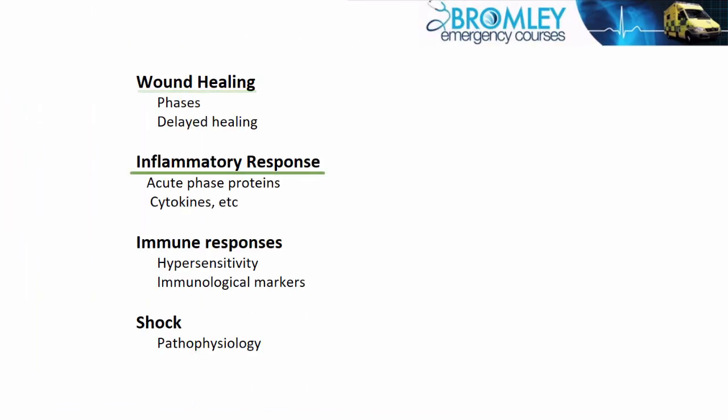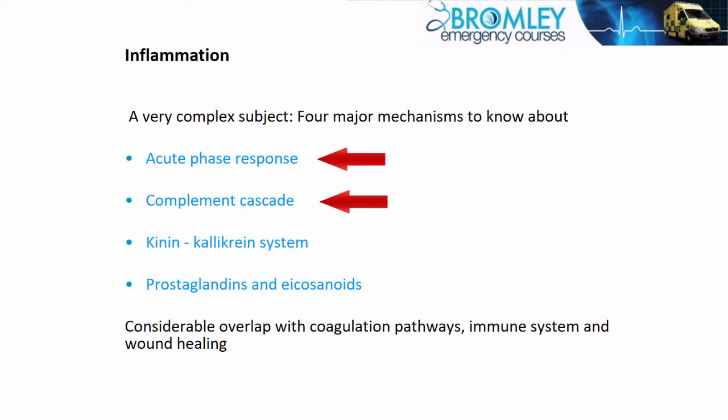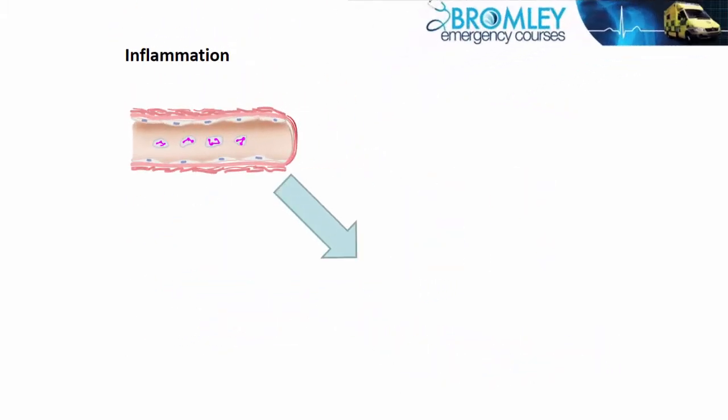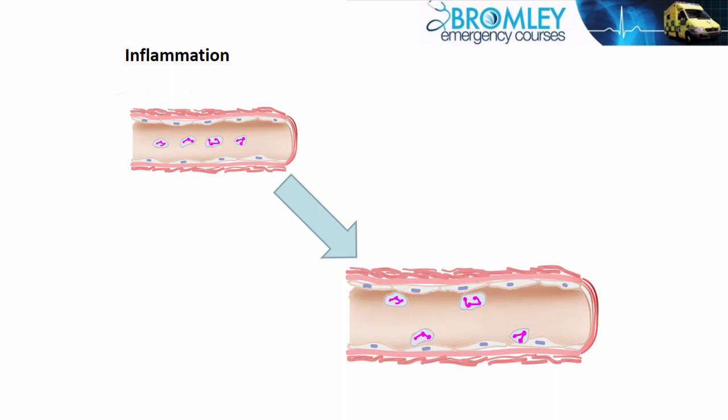We're going to be looking at inflammation, the complement cascade, the kinin-kallikrein system, and prostaglandins. But then as a result of the vasodilatory action of the nitric oxide, the vessel dilates.